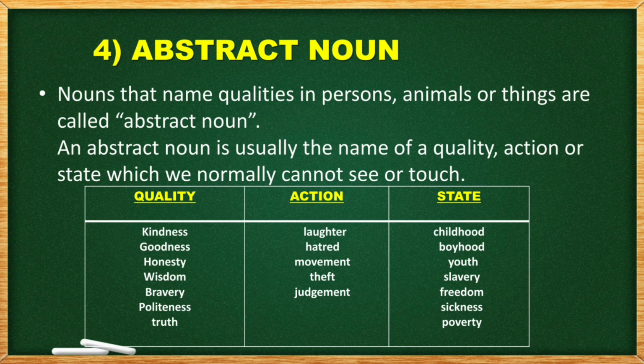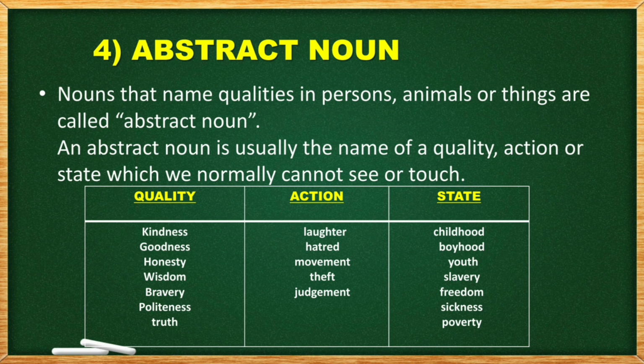Now we learn fourth type of noun, it's abstract noun. Nouns that name qualities in persons, animals, or things are called abstract noun. An abstract noun is usually the name of a quality, action, or state which we normally cannot see or touch. Here, some examples are given to understand the quality, action, and state.